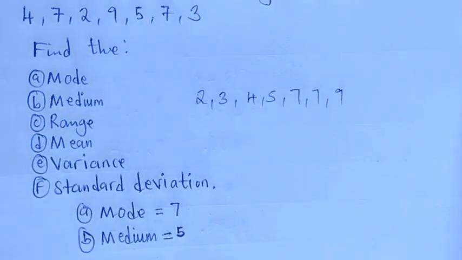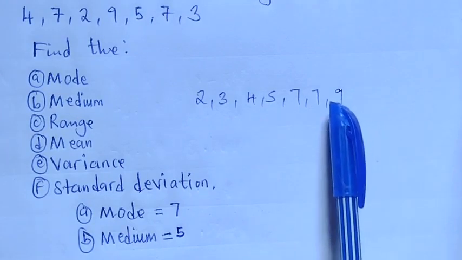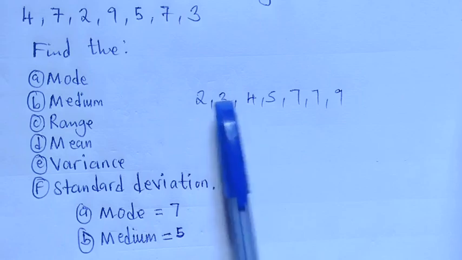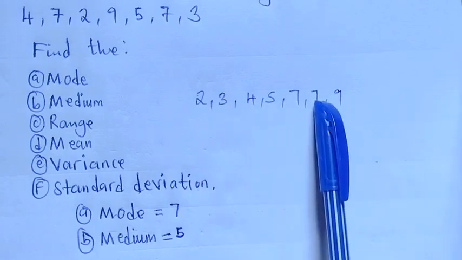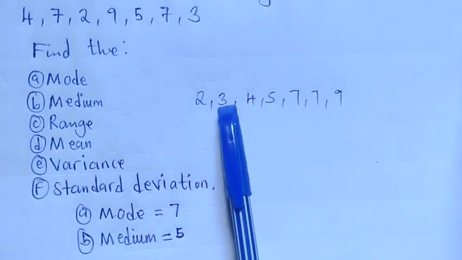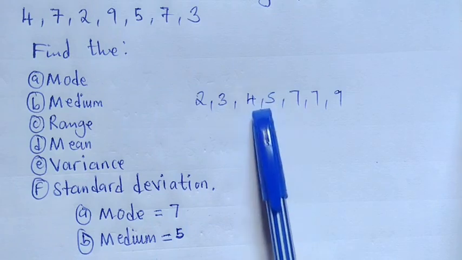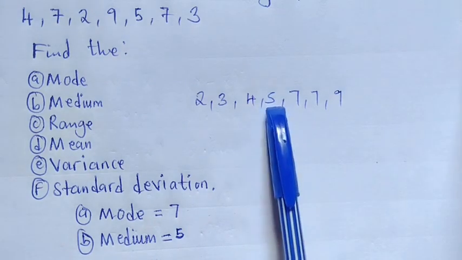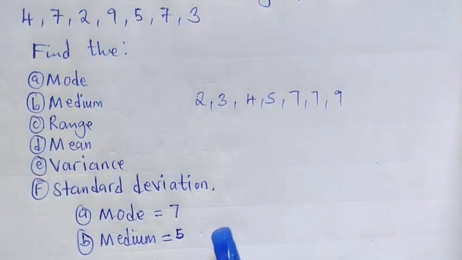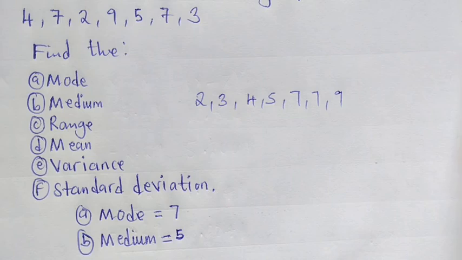Now, in the case where you had 6 numbers, for example, 1, 2, 3, 4, 5, 6, you will pair them as 1, 2, again 1, 2. You are going to have 2 middle numbers, 4 and 5. You add them, then you divide by 2. That will be your median in the case of 6 numbers. So we have found our median.